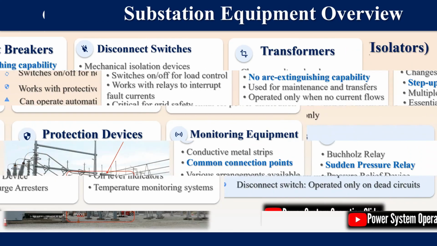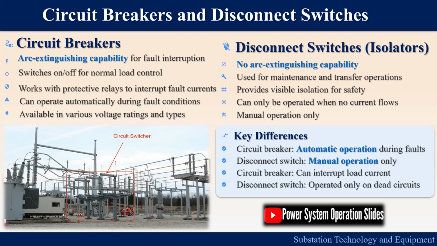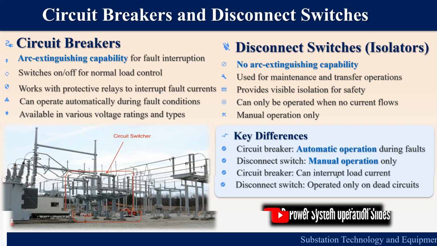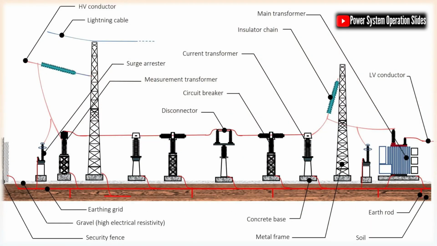Disconnect switches, isolators. Disconnect switches provide visible isolation for maintenance and switching under no-load conditions. They lack arc quenching capability and therefore cannot interrupt current. Their role is mechanical separation of equipment for safe access.